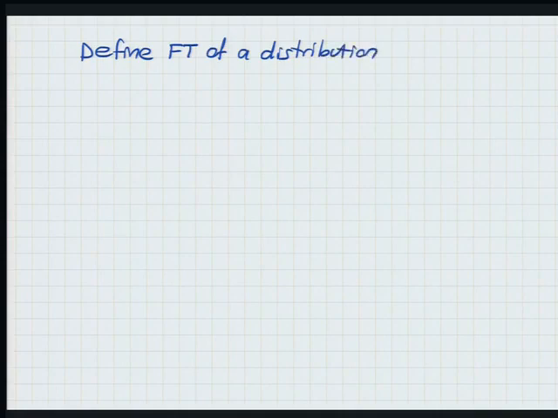So, define the Fourier transform of a distribution T as follows. I'm going to use the script f attached to T to mean the Fourier transform of the distribution T. And the definition of the Fourier transform is as follows. You apply it to the Fourier transform of a test function, and the test functions will be ones that have well-defined Fourier transforms in the classical sense.